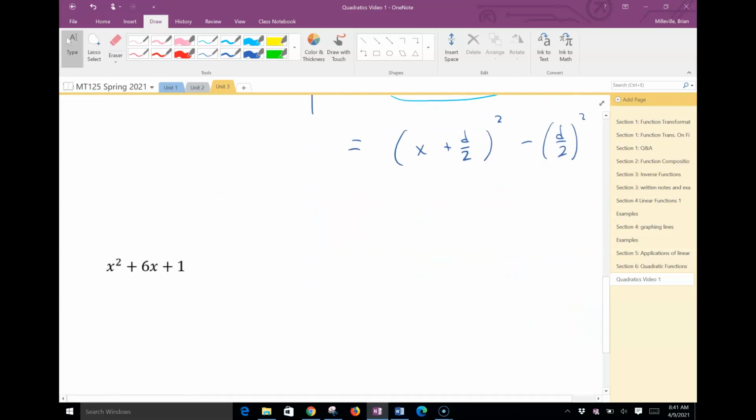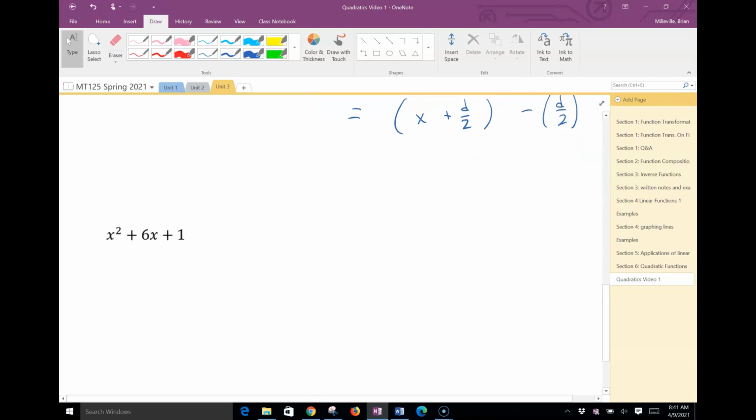The first example I want to do is x squared plus 6x plus 1. Quickly noting that the number d for this example, the coefficient of x, is positive 6. What we want to do is take that number, divide it by 2, cut it in half, and that gives us 3. That's our special number that we're going to add and subtract into our expression.